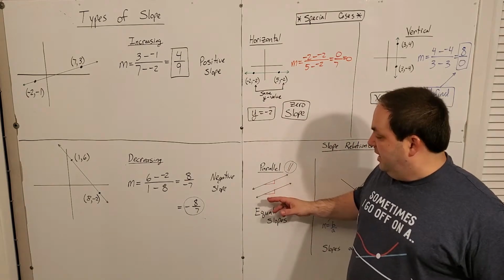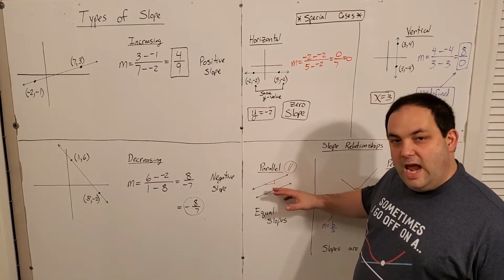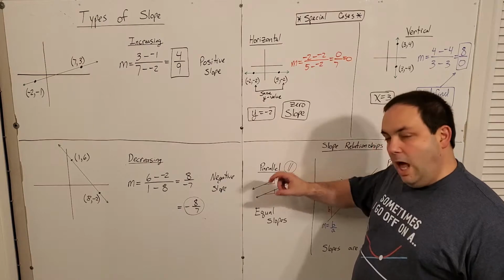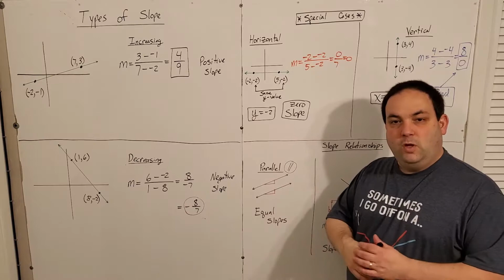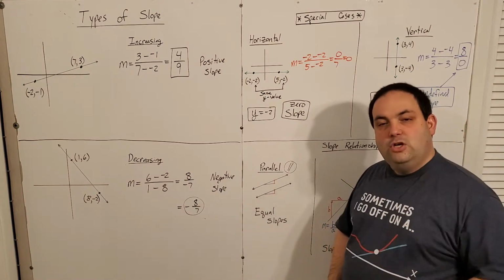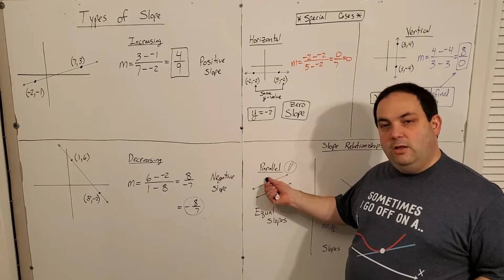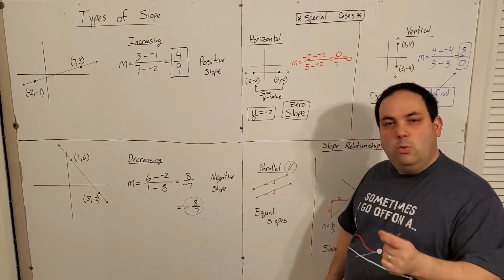And that's what's happening here. The rises and the runs are the same to keep those lines the same distance all the time. So the slopes have to be equal. Again, that's just things that come with the words. If you see parallel lines, slopes have to be equal.